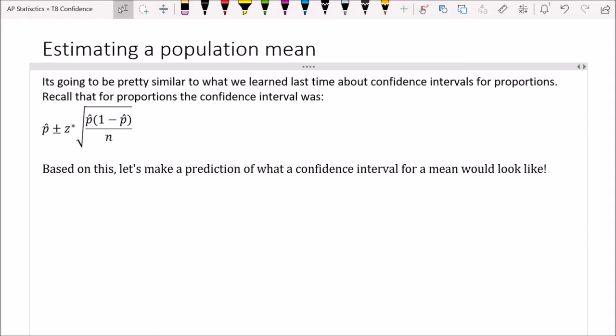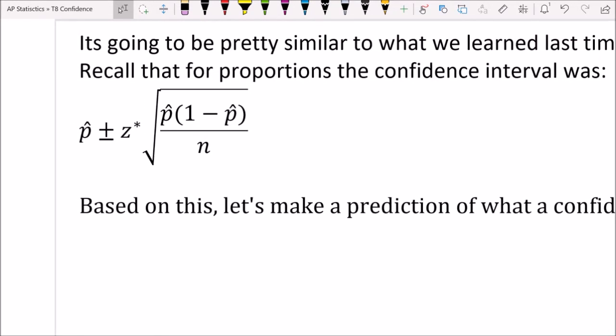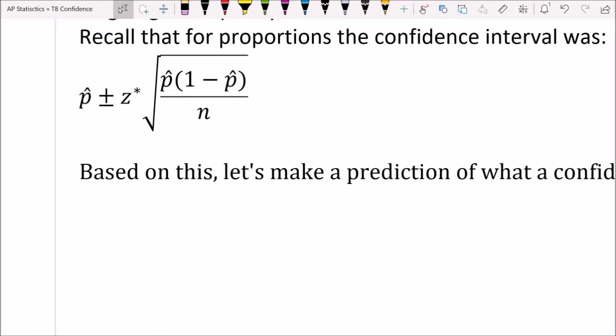Today we're going to make confidence intervals for means. To understand this, let's remember what we learned in the previous video about making a confidence interval for a proportion. I've got that formula right here on the screen.